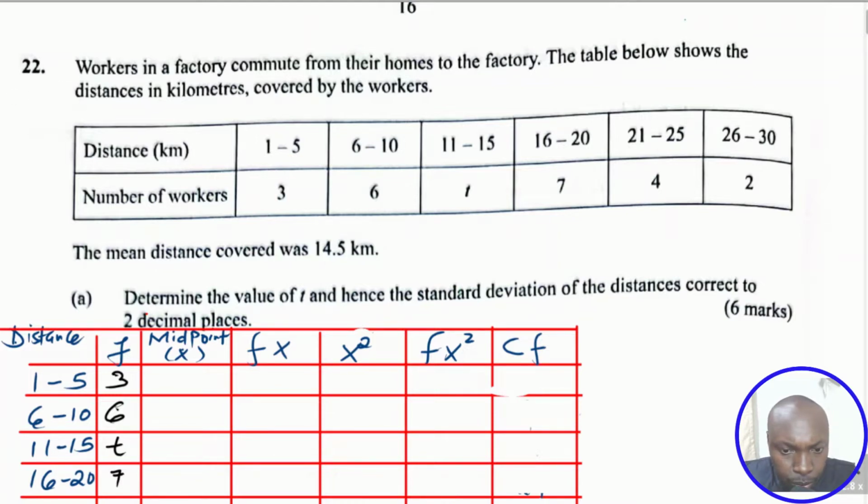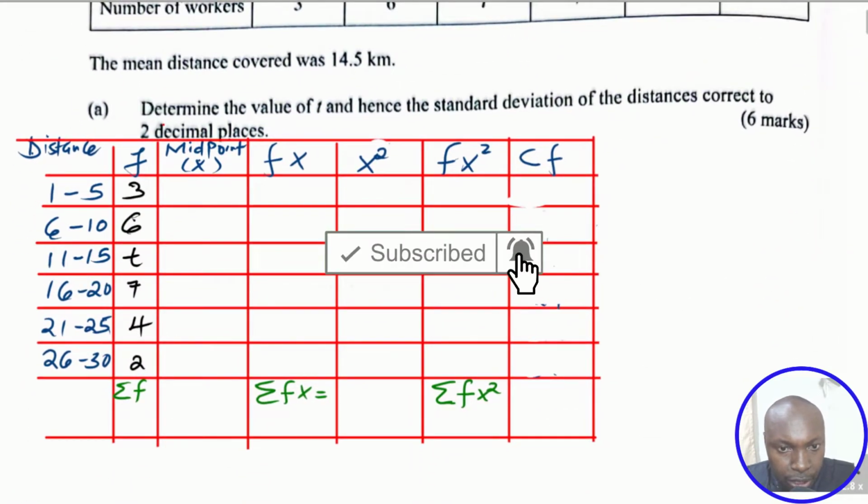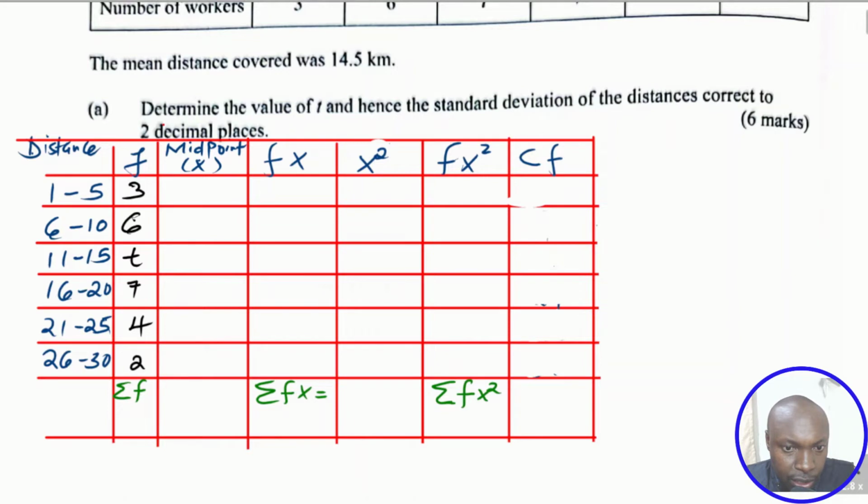Now to simplify this and save time, I've created the table that is going to help us in order to calculate the value of t and also to calculate the standard deviation. I've created this column vertically so that it can be easier for me to solve. Distance is given, the classes are there. Then the number of workers, which is the frequency represented by f, is given there. Midpoint, I'll have to calculate that. Then fx, there's x squared, then fx squared, then there's cf, which means the cumulative frequency, then the totals. These are the things that I require in order to get the value of t and also to get the standard deviation. How do we get the value of t?